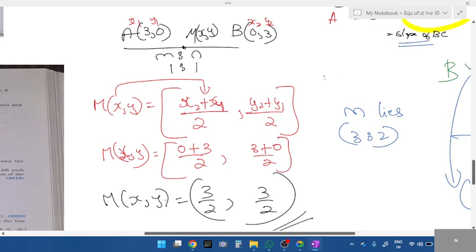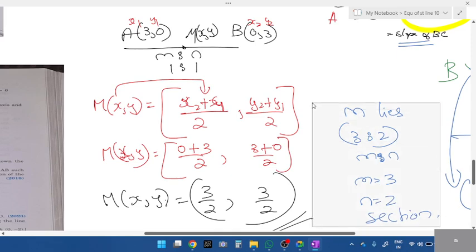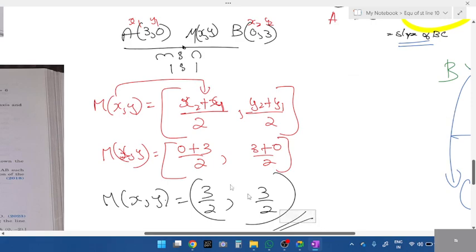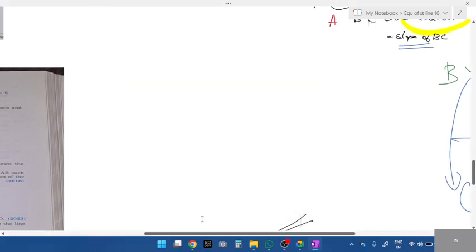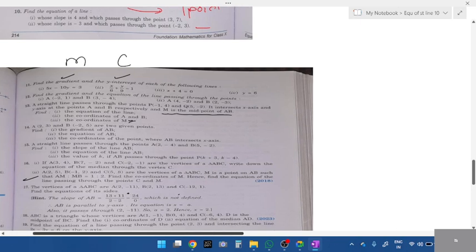Ratio 3 is to 2. You have to take the m is to n value. m is equal to 3, n is equal to 2. We have to use the section formula, not midpoint, section. So we'll have questions like this. In this question, they have given midpoint. In another question, they might give you the section formula. Next.